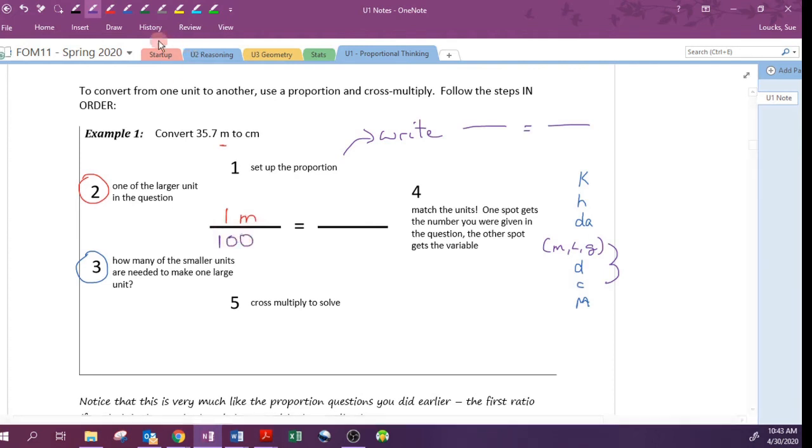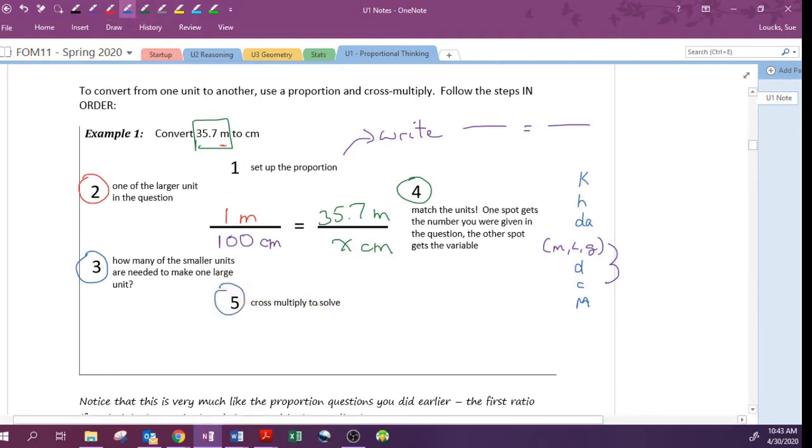Okay? Step 4 rather, is to match the units. So what I'm going to do is I'm going to take this number here, which is the question that I'm given, and oh, I forgot to put my centimeters here. Can't do that. Okay. I need to put my 35.7 meters. It's either got to go on the top or the bottom, but I need to match my units, so it has to go on the top because that's where the meters are. Okay. And then I get a variable here. I'm going to put X, and that's going to be centimeters.